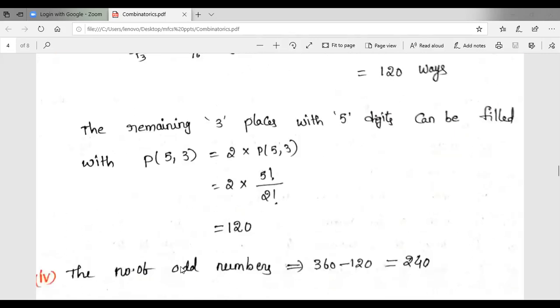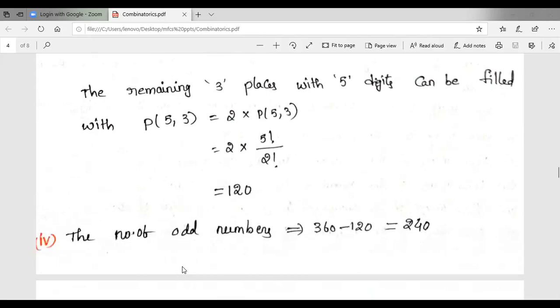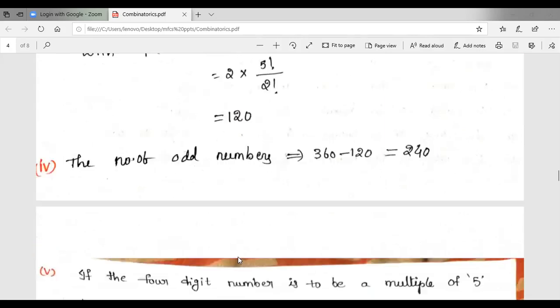So fourth question. How many odd numbers are there in the first question? So how to get the odd numbers? We know the total 4-digit numbers, 360, and we know the total even numbers in that, 120. So we subtract this 120 from the total to get the odd numbers. So 360 minus 120 is equal to 240. These are the odd numbers.